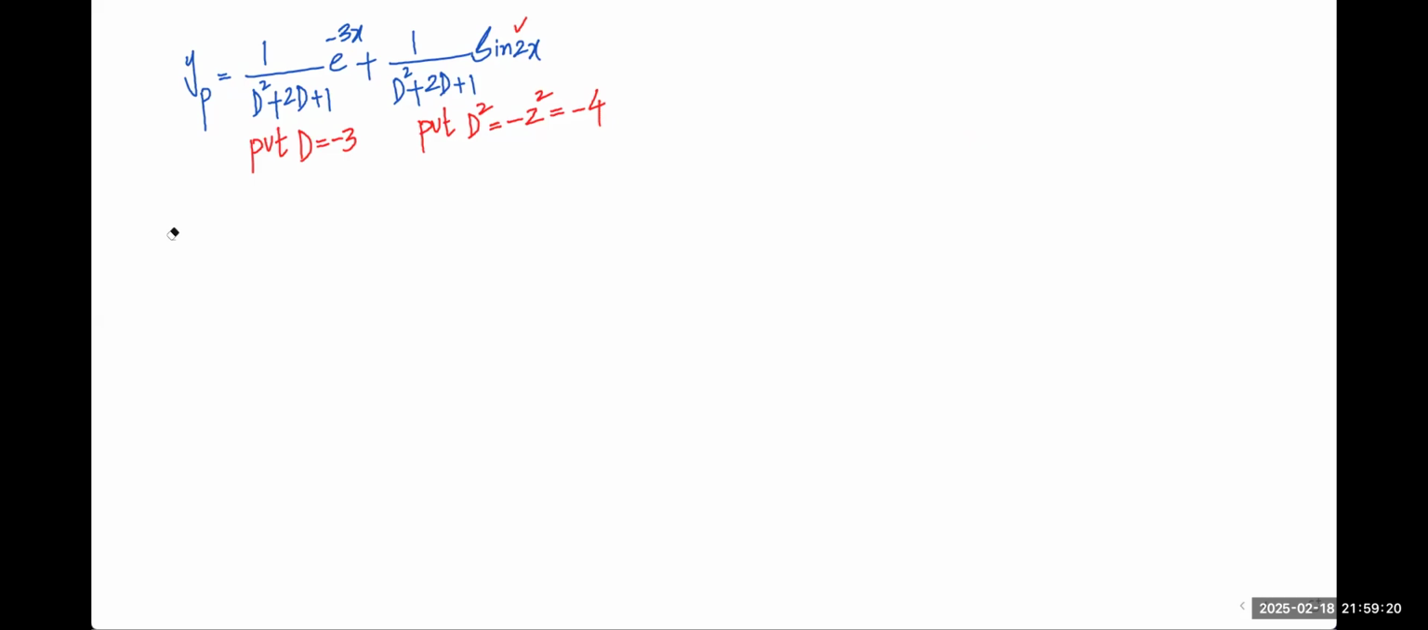What have you done now? Look at what happened. This is 1 by, if D is replaced with minus 3, we get (minus 3) whole square.